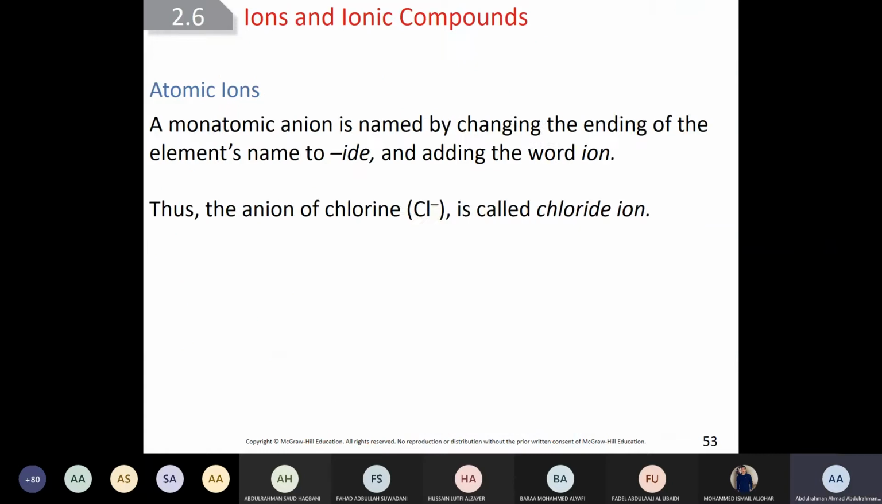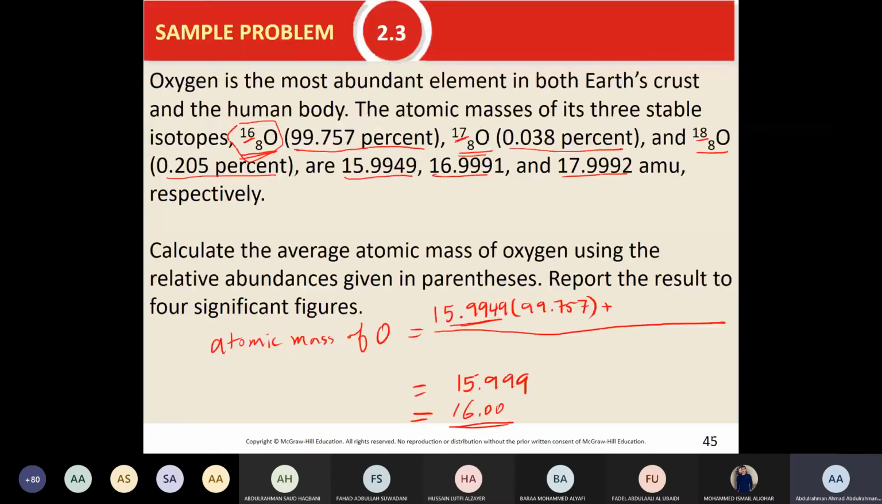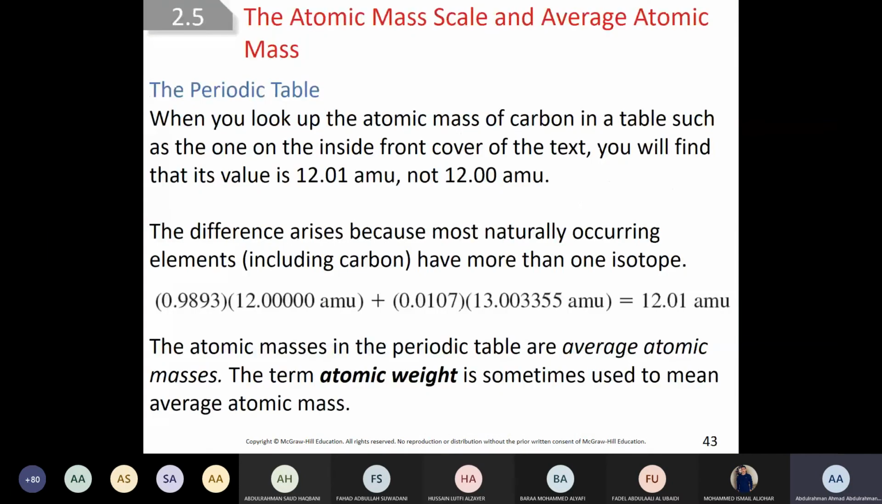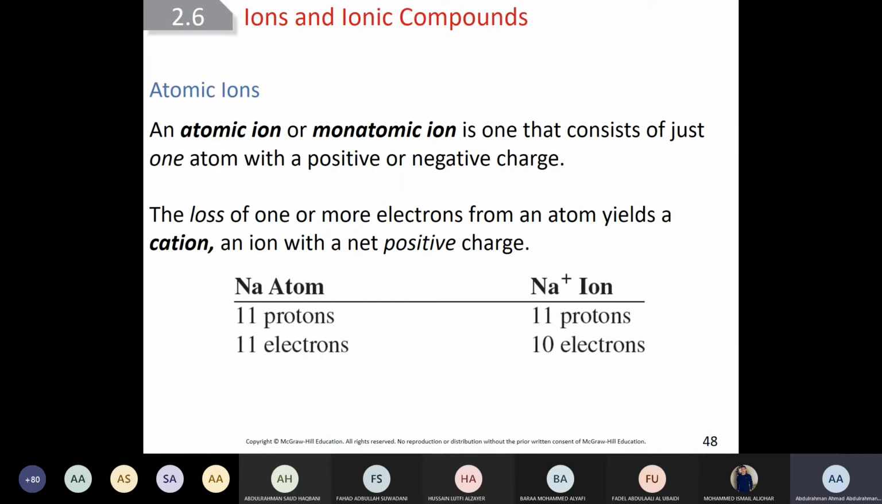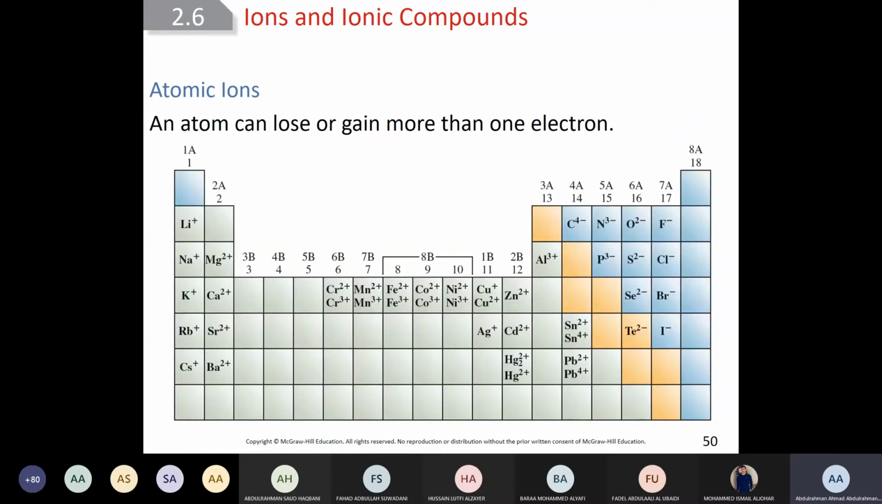Yes. Good. Let's stop. So now let's go back. We're done with this one. Let's go back to atomic ions and polyatomic ions and formula of ionic compounds. And you will see we have the periodic table. This is the periodic table that you have. You have it here in three colors. Of course, we don't give you these colors in the exams, we give you a normal periodic table.